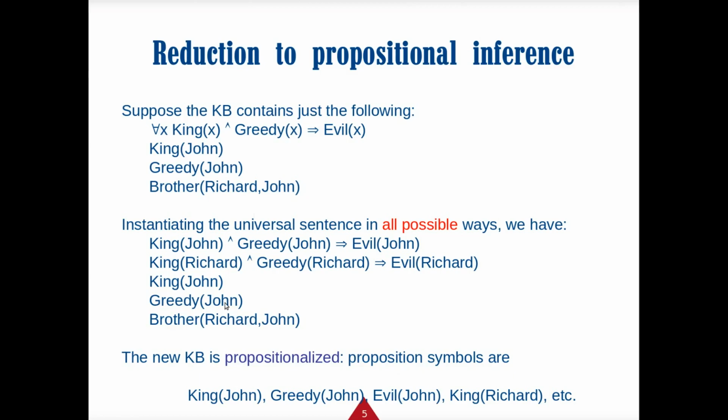And so the new knowledge base is propositionalized, and the proposition symbols are King(John), Greedy(John), Evil(John), King(Richard), and so on and so forth. We also have Greedy(Richard) and then Evil(Richard). And my mistake, this implies the king is greedy. I've been saying or, this is and.